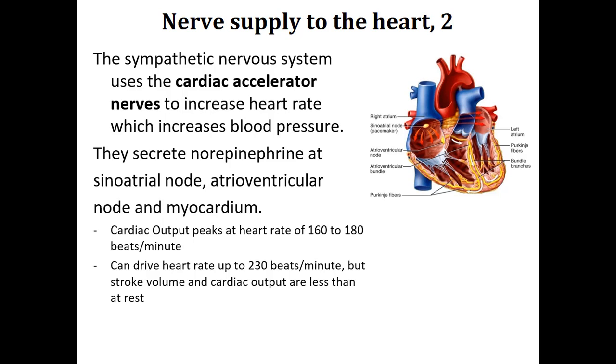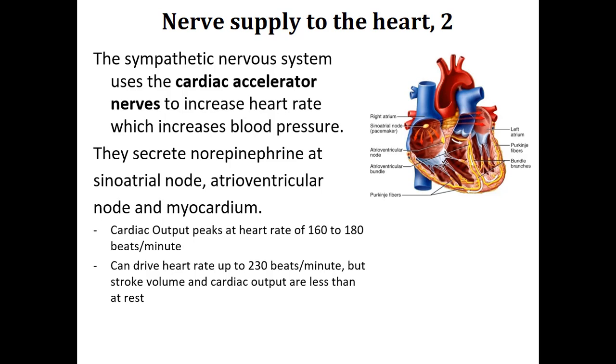It's like when you're relaxing at rest. But if you want to get away from a woolly mammoth, you need that adrenaline. You need that norepinephrine, epinephrine. So that's what's going to be released. Norepinephrine in this case is what's released from the sinoatrial and the atrioventricular nodes, and that helps to speed up the rate.